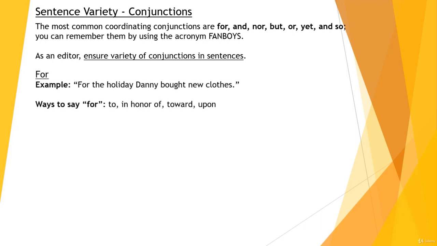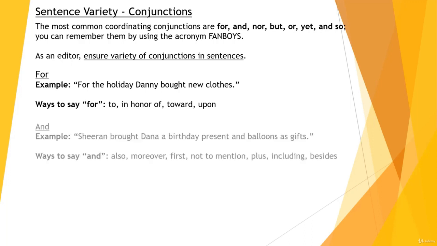For example, for the holiday, Donnie bought new clothes. Ways to say for: to, in honor of, toward, upon. And example, Shiran brought Dana a birthday present and balloons as gifts. Ways to say and: also, moreover, first, not to mention, plus, including, besides.